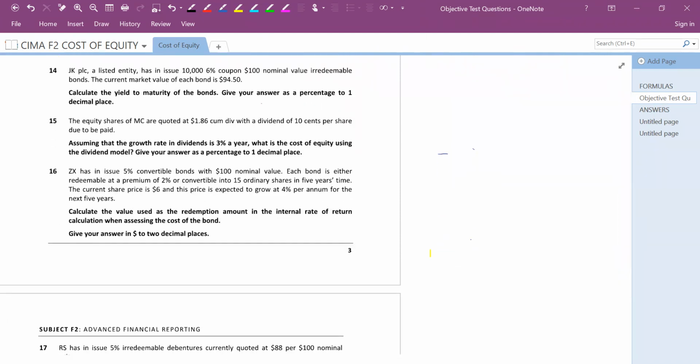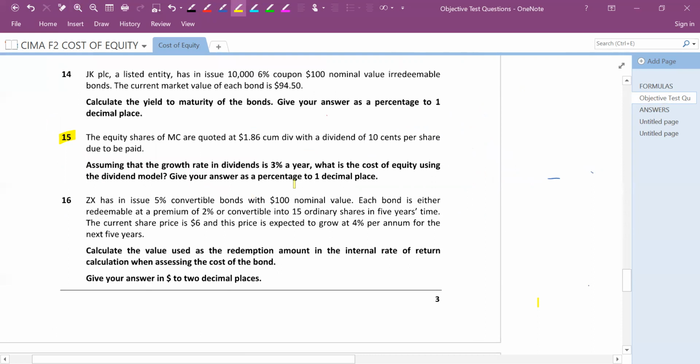Let's move on and have a look at another question. This time, we're asked for the cost of equity. Give your answer as a percentage to 1 decimal place. Crucially, this time, we've got the equity shares quoted at cum div, so this is before the dividend is paid. We've got a dividend of 10 cents per share, and a rate of growth of 3%.